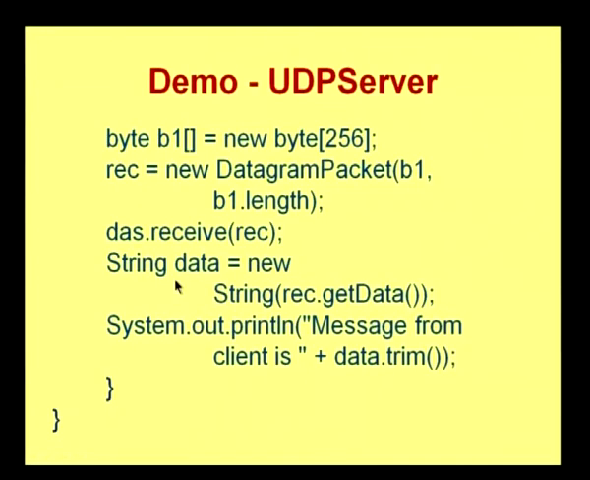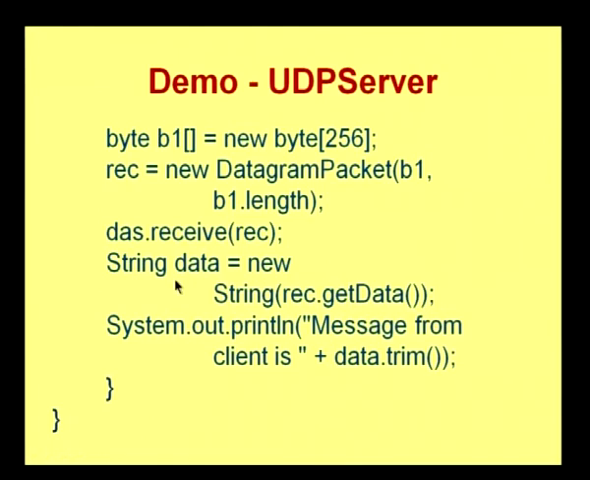So, from your client end through send, I would have sent a datagram packet, and here when I call this receive method, your datagram packet REC will be filled with whatever contents are received from the client end, the datagram packet that is received from the client end. So now my REC datagram packet will have the contents of a byte array.